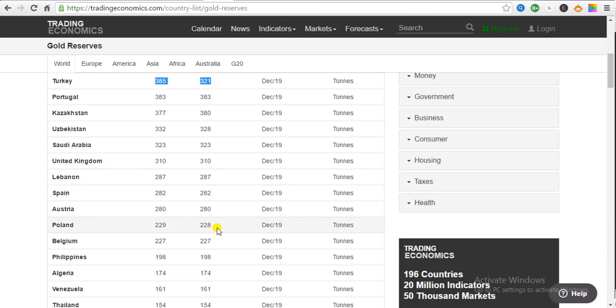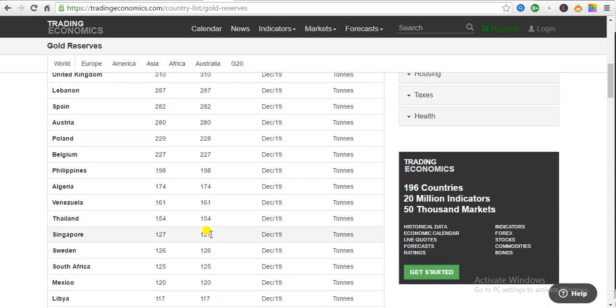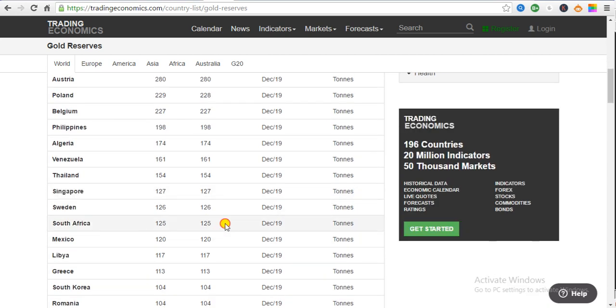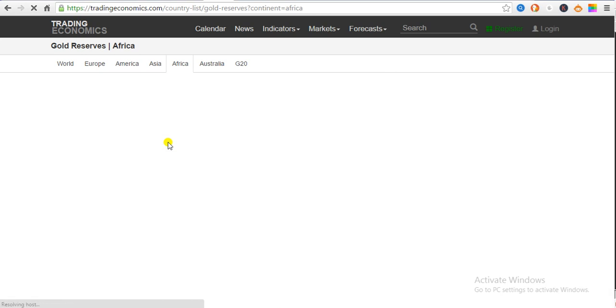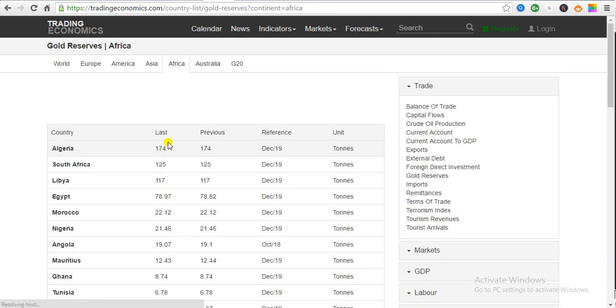Kazakhstan's reserves are getting lower. Okay, Uzbekistan is getting higher, accumulating more gold. But all of these countries are non-producers. And in Africa, which is the focal point, and this will be my last point as I begin to wrap this up.